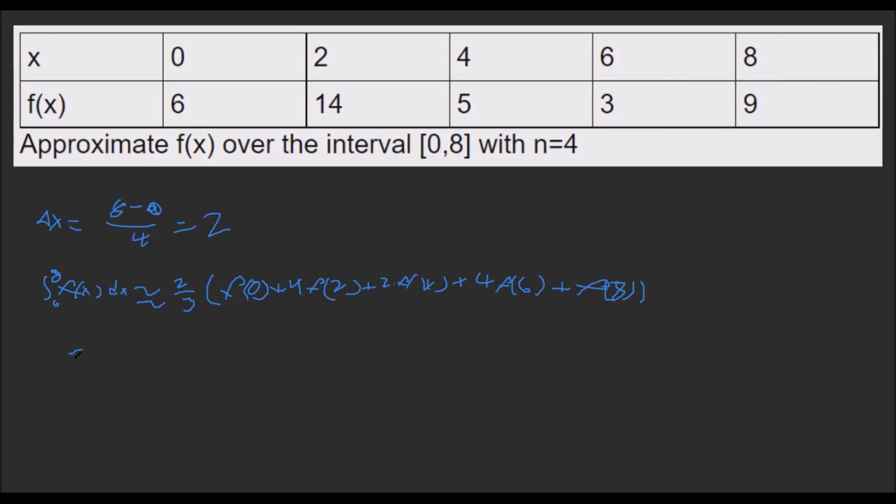And we can say that this is equal to 2/3 times 6 plus 4 times 14 plus 2 times 5 plus 4 times 3 plus 9. And this is equal to 62. So we found that the integral from 0 to 8 of f of x dx is approximately equal to 62. And that's it for today's lesson.